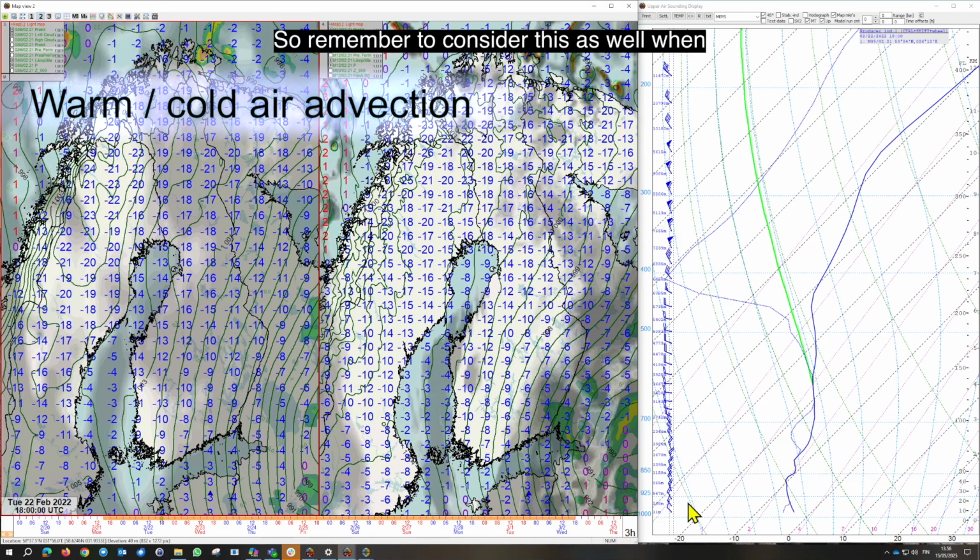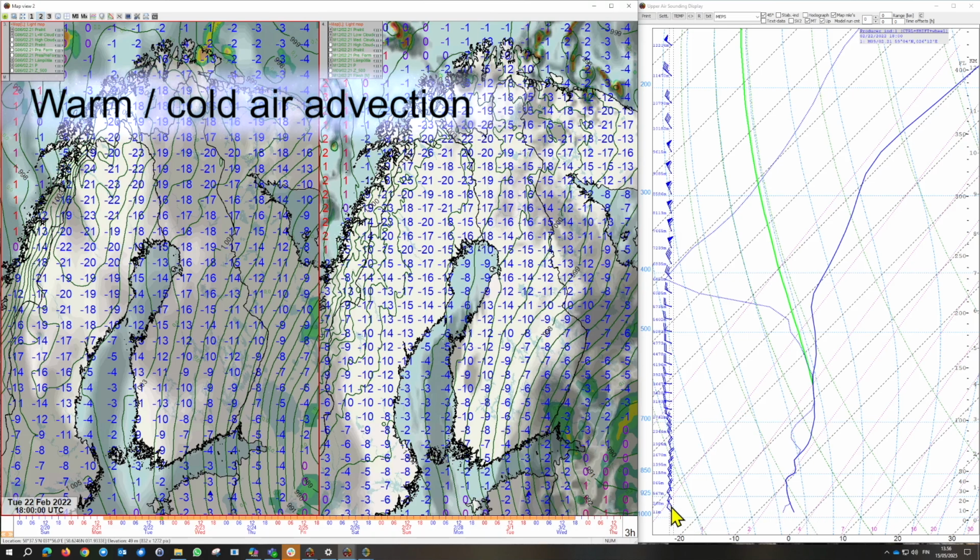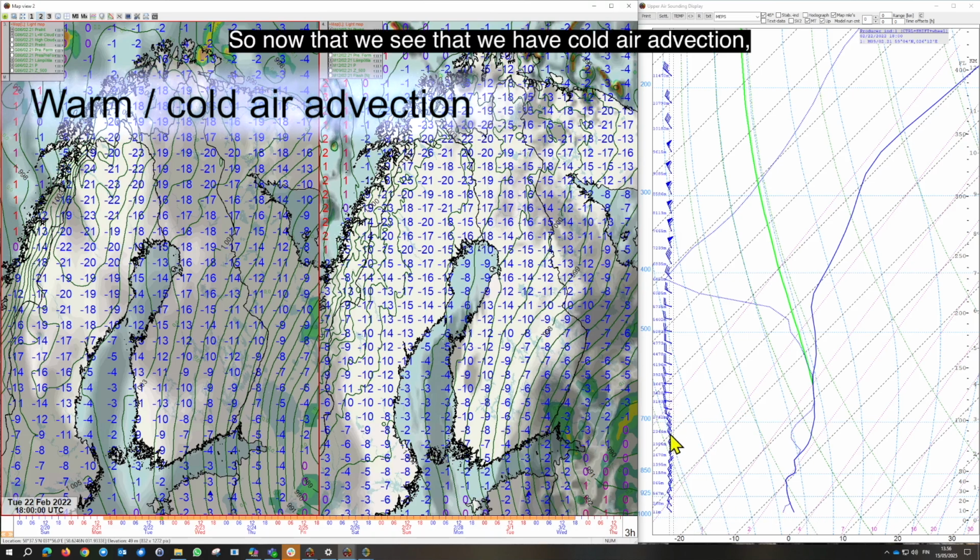And the advection happens in this layer where the wind direction is changing. So remember to consider this as well when you are wondering what happens to the temperature or the dew point in some layer. So now that we see that we have cold air advection, I can actually go forward in time and animate. But because of the cold air advection, I would expect this layer here, from ground to the 3 kilometers, to be getting colder. So I'm expecting this layer to get colder.